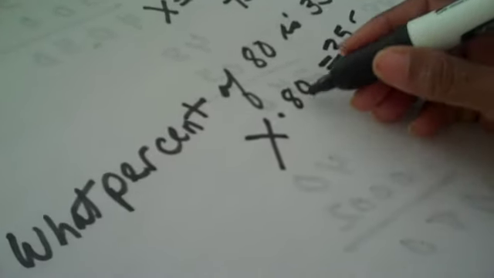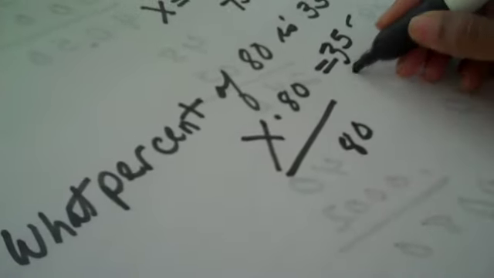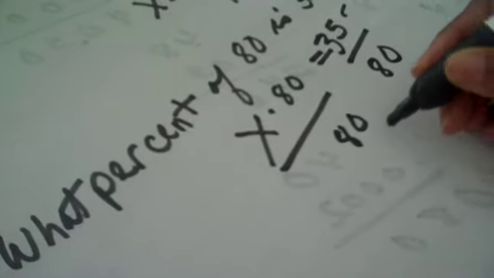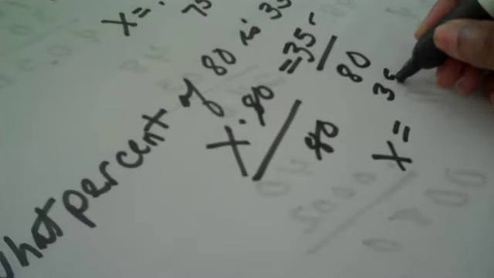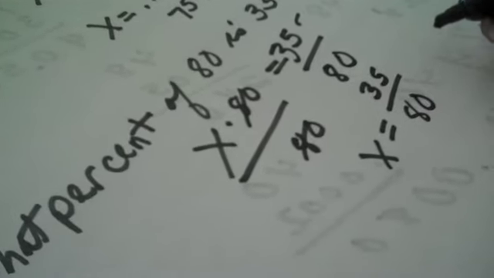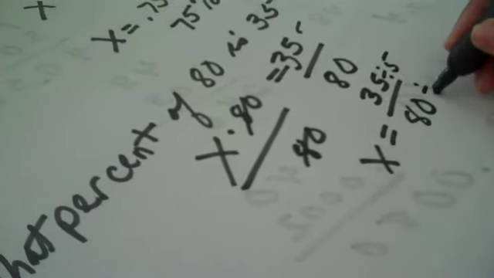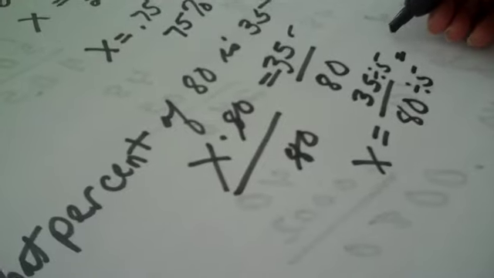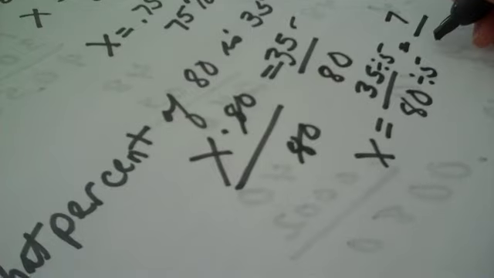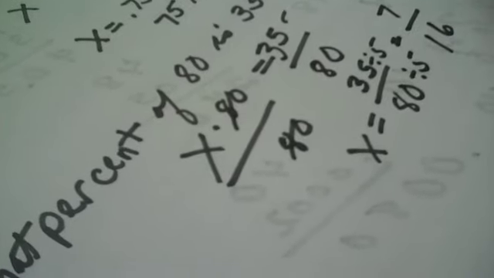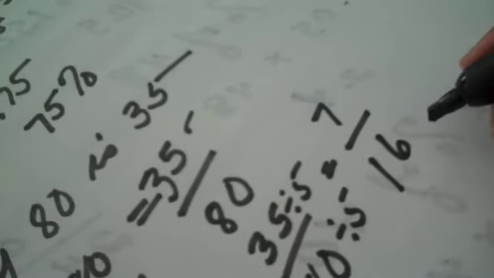All right, so then 80 is multiplied times X, so that means we're going to divide both sides by 80. And the 80s divide out, and then X is going to equal 35 over 80. Now we can divide by 5 to simplify this down a little bit. So 35 divided by 5 is 7. And 80 divided by 5 is 16. Now we have to change 7/16 to a decimal.